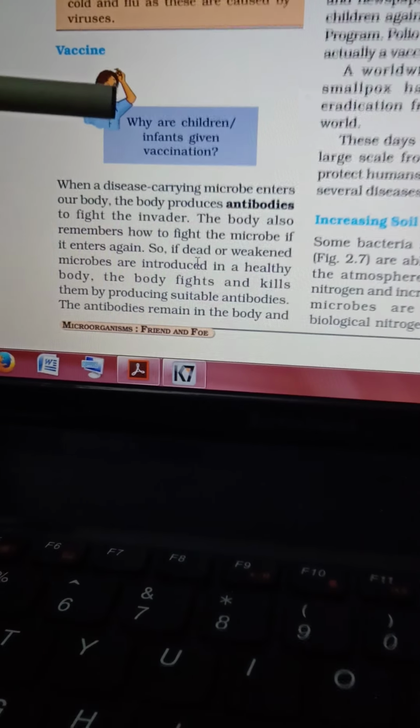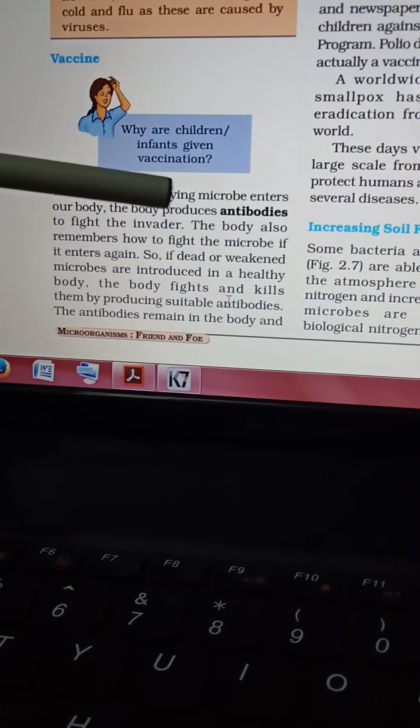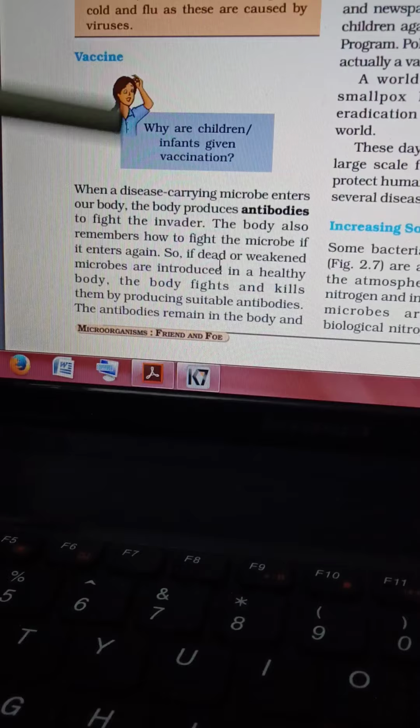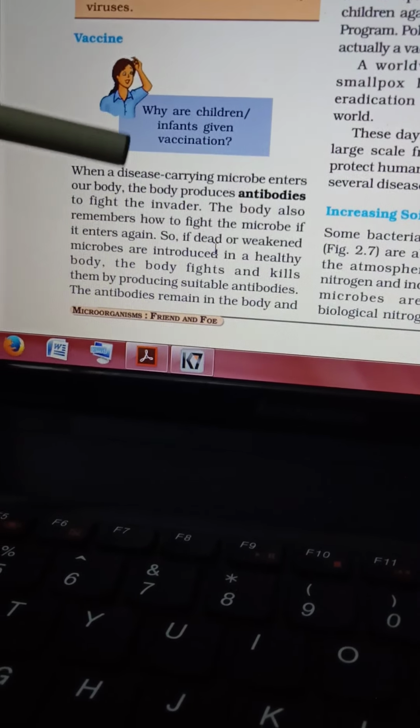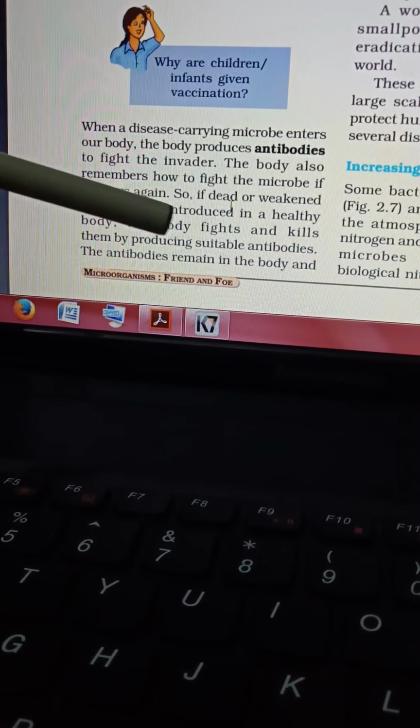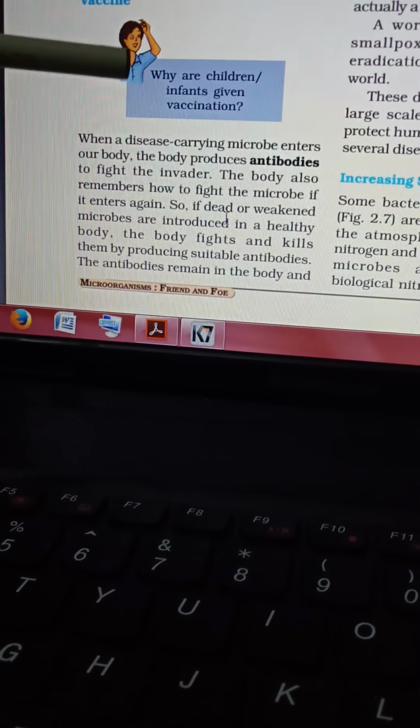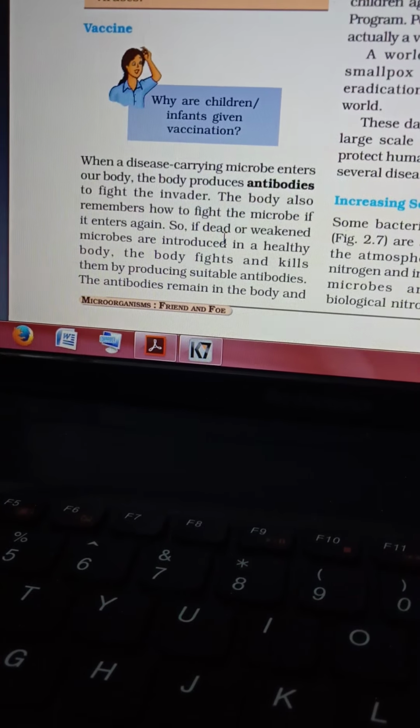So what happens in vaccination? If a dead or a weakened microorganism is introduced into a healthy body, the body fights and kills them by producing suitable antibodies, and the antibodies will be strong enough to kill the pathogen. So antibodies remain in the body.